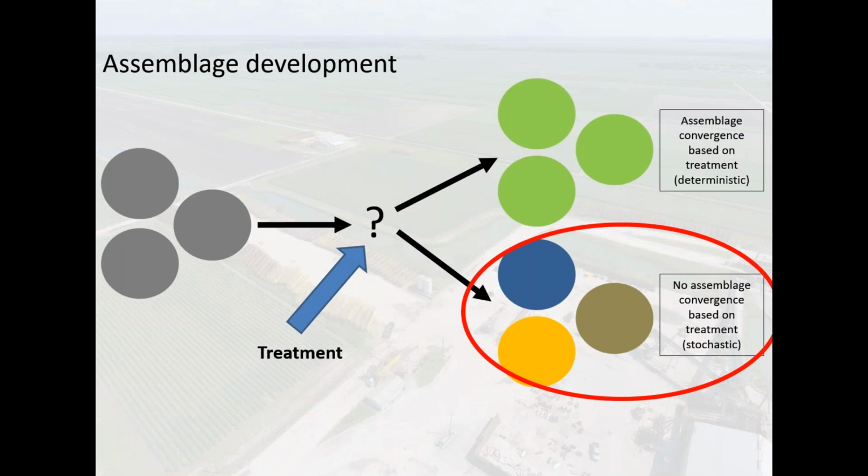And what you can see, hopefully, is that in September of 2015 and September of 2016, we see strong clustering based on soil site of origin. Conversely, when we look at treatment, we see no clustering evident based on our various treatments. So this suggests that these systems develop in a stochastic manner and they're independent of treatment.